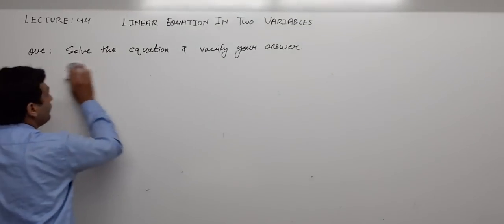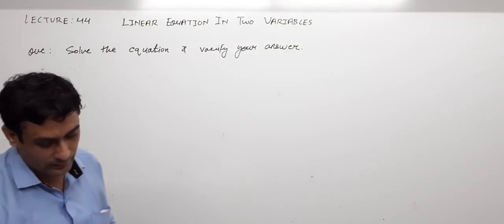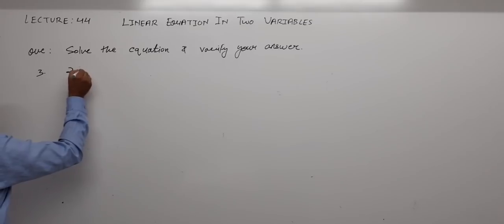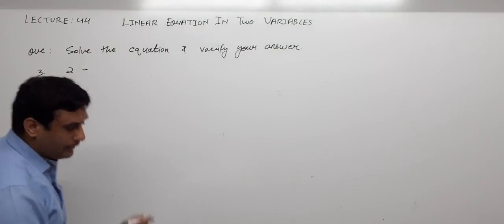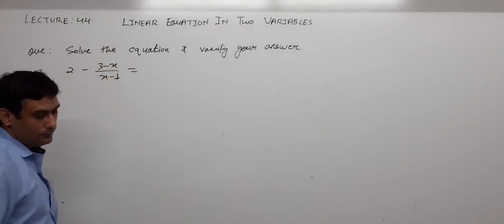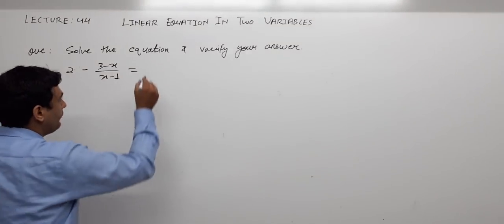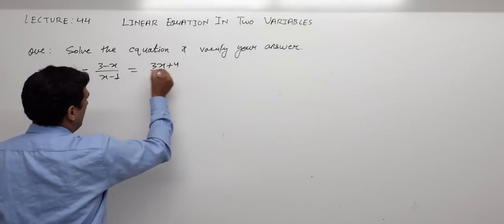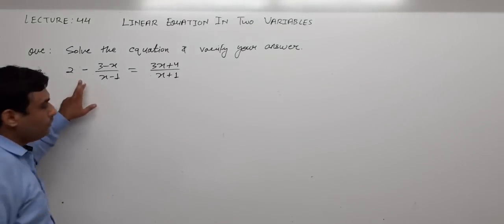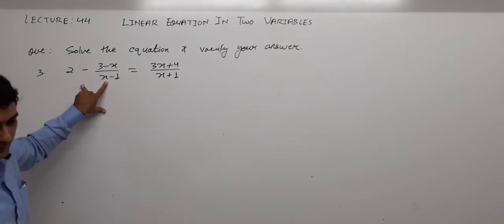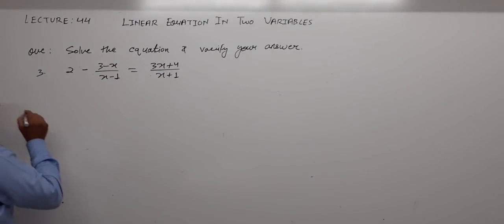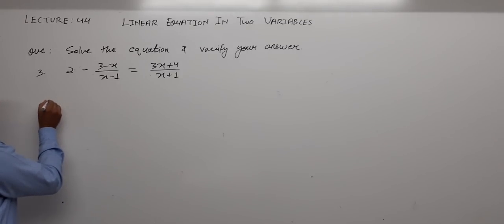We will solve one more question. Question number 3: 2 minus (3 minus x) upon (x minus 1) is equal to (3x plus 4) upon (x plus 1). Okay, 2 minus (3 minus x) upon (x minus 1) is equal to (3x plus 4) upon (x plus 1). So let us solve this.